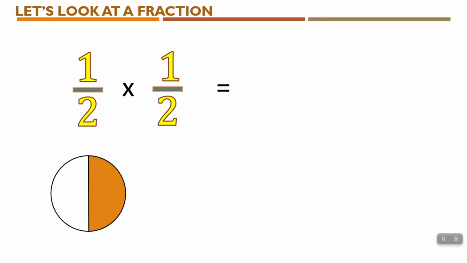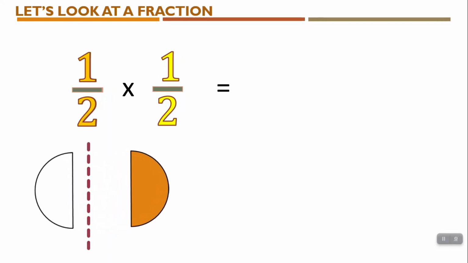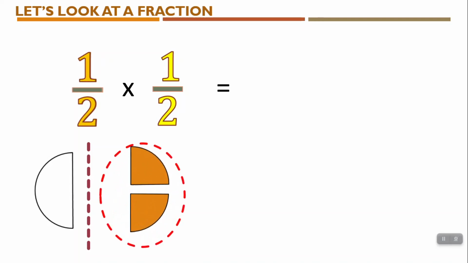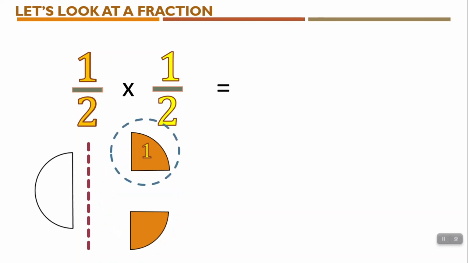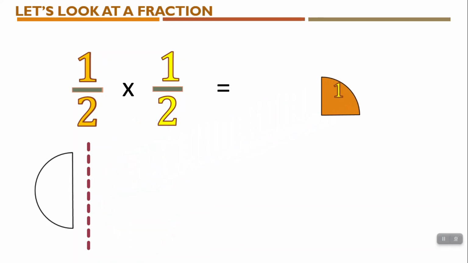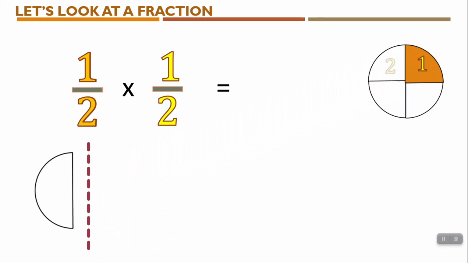1/2 is represented in this picture with a circle cut into two pieces. One is shaded. If we split that shape into two pieces, we can see each piece is a half. If we take 1/2 of the circle and we split that half into two parts, or into halves, we see we have two parts. 1/2 of that is taken. We can see now that it is 1 out of 4 parts. Therefore, 1/2 times 1/2 is 1/4.